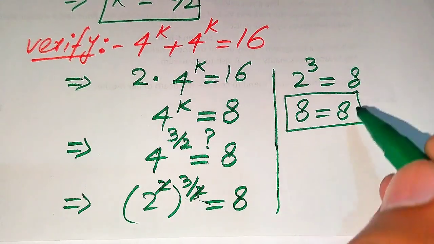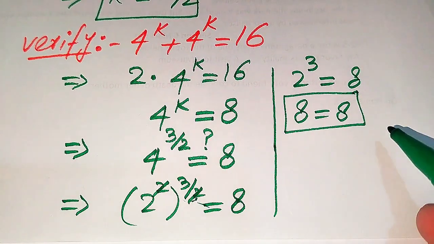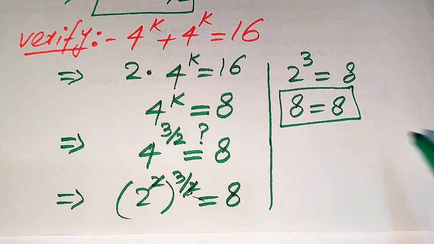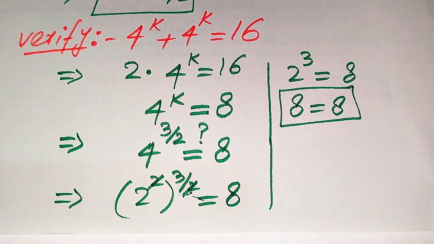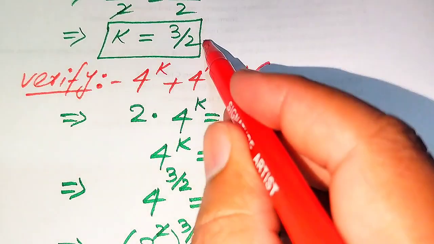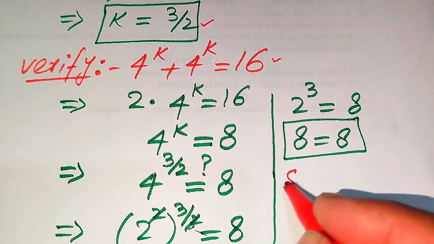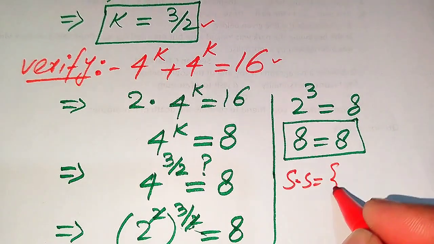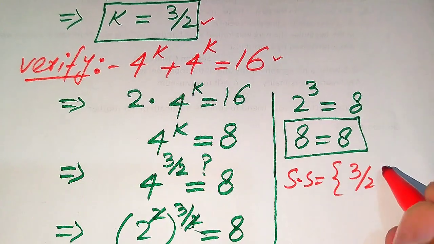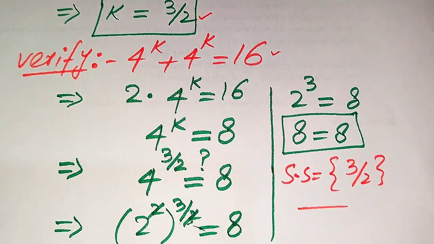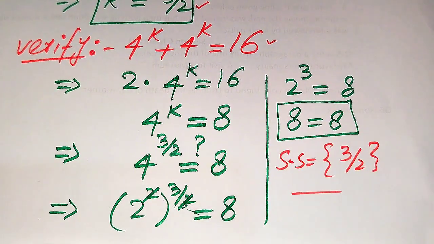This means that left hand side is equals to right hand side. So we finally conclude that the value of k is equals to 3 by 2, which satisfies the question statement. So the final solution set of the given question is 3 divided by 2. So this is the only one solution of the given equation, and this is the final answer.